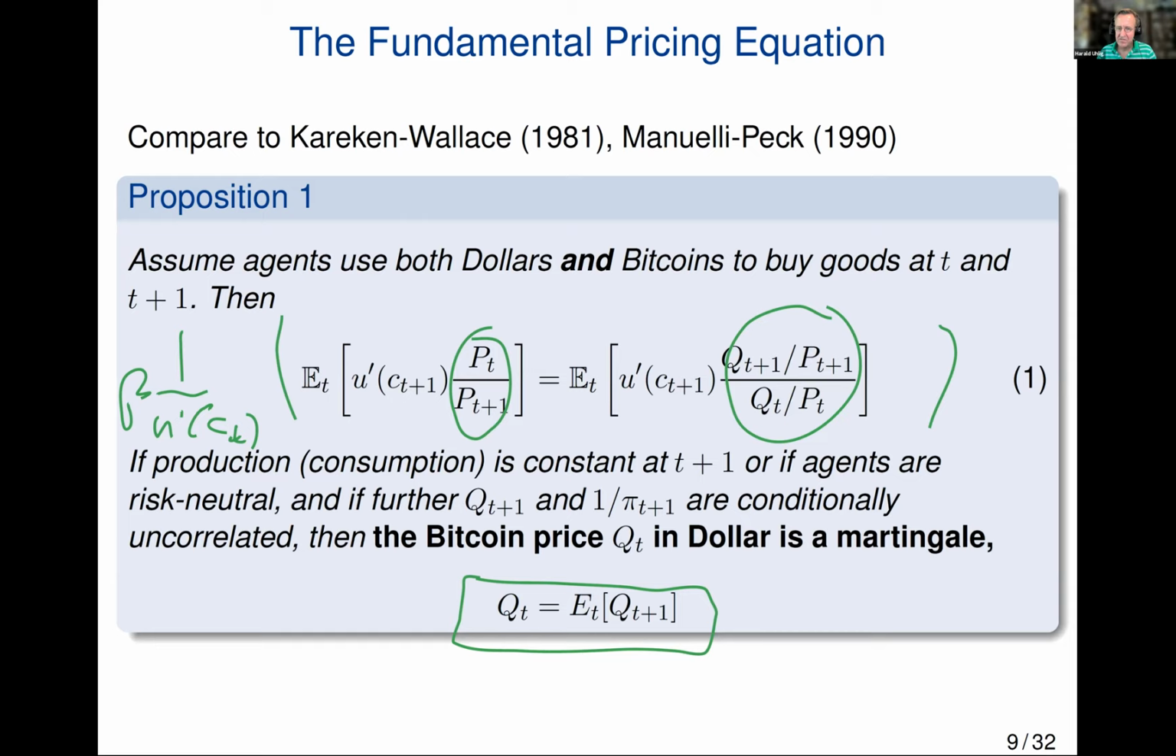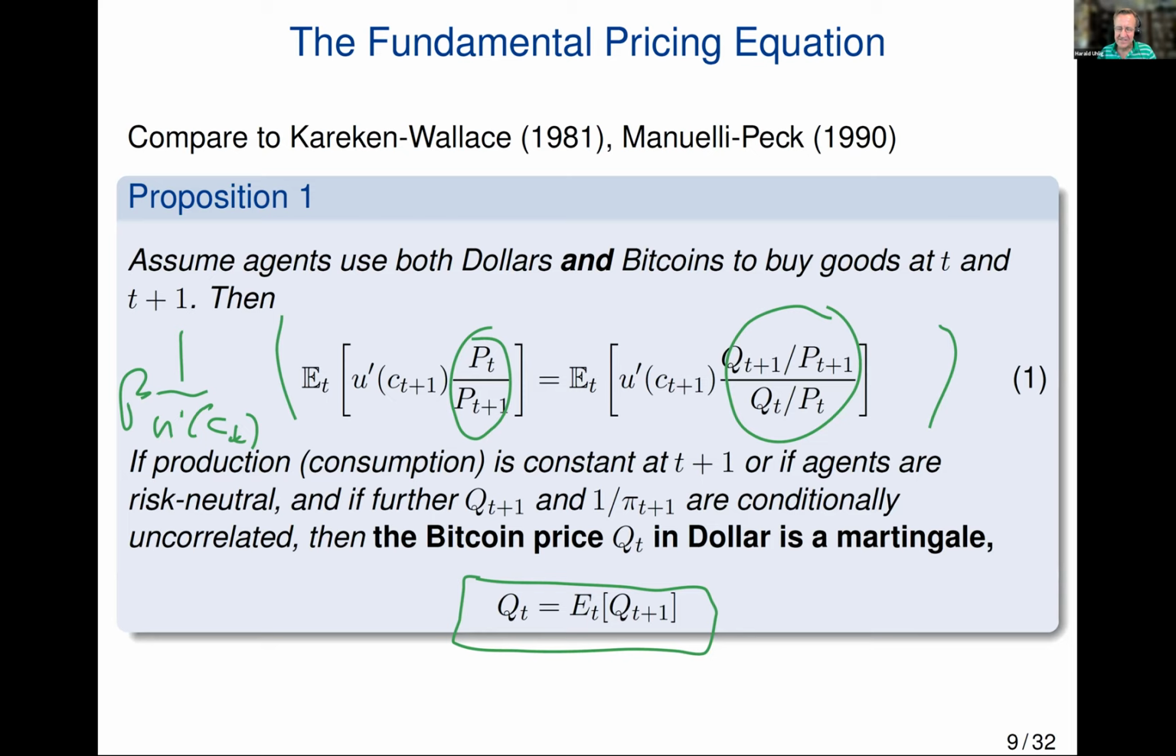And people ask me, what do I expect the Bitcoin price to be 10 years from now? I say about $50,000 because that's what it's trading at today. I haven't checked the exact number. And obviously, that's not what we have seen. So that's another challenge. Is this equation describing the data? Is it not? Maybe it is.